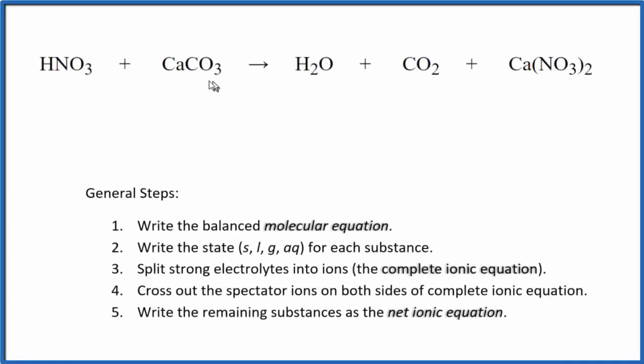In this video, we'll write the net ionic equation for HNO3 plus CaCO3. This is nitric acid and this is calcium carbonate. So the first thing that we need to do is balance the molecular equation. This is the molecular equation here, and to balance it, I think all we need to do is put a coefficient of 2 in front of the nitric acid. So we have a balanced molecular equation.